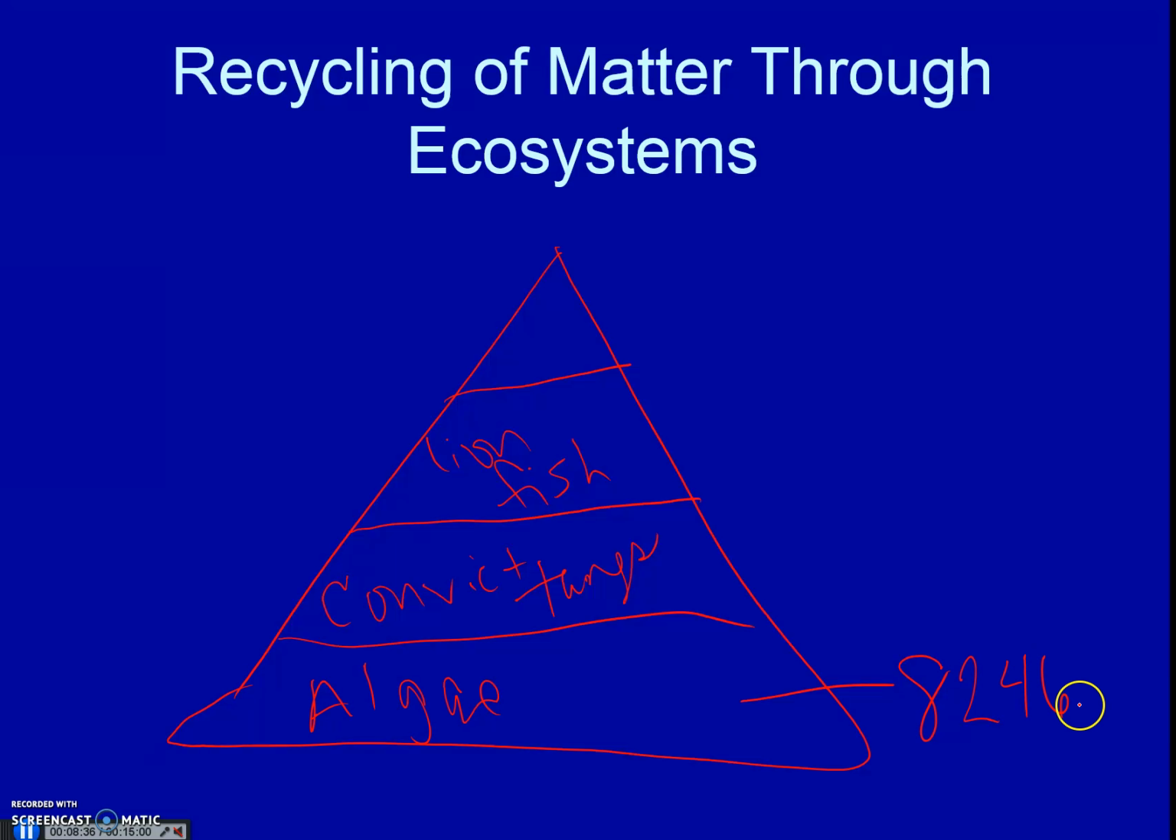But let's just say that the algae, for example, had 8,246 kilocalories of energy, and I am just making that number off the top of my head. 10% of that moved up to convict tangs, and then 10% of that up to the lionfish. So go ahead and push pause now, please, and see if you can figure out how much would be available to the convict tangs and then the lionfish. And then, I don't know, maybe we'll put people up here and they eat lionfish sushi. So push pause and figure it out.